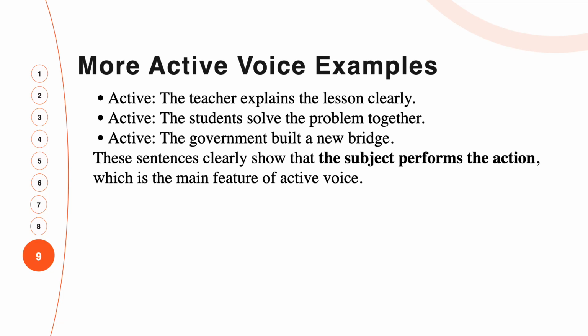In this sentence, the teacher explains the lesson clearly. The teacher performs the action of explaining. Another example. The students solve the problem together, where the students perform the action. Similarly, in the sentence, the government built a new bridge. The government is the subject performing the action of building. These examples clearly show that in the active voice, the subject performs the action. This is the key characteristic that makes active voice clear and direct.